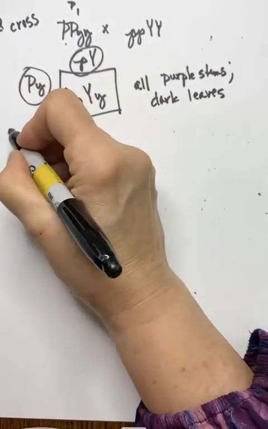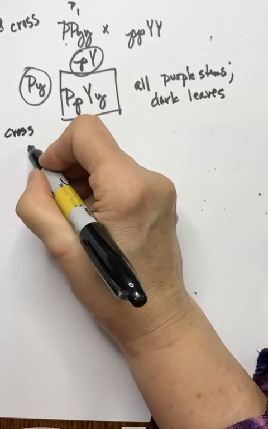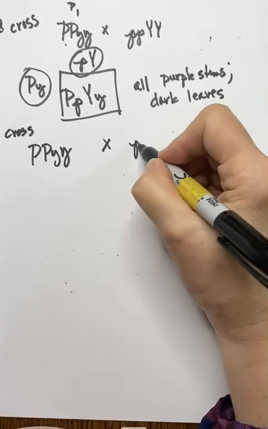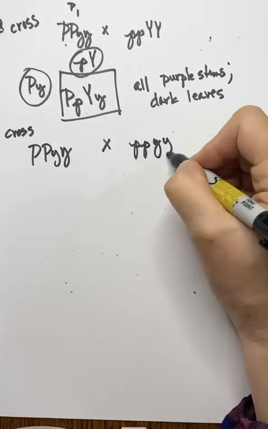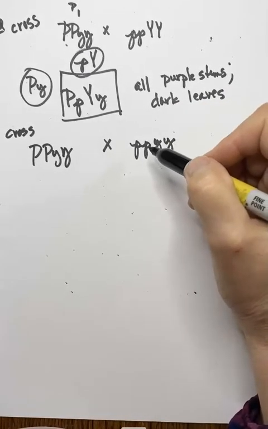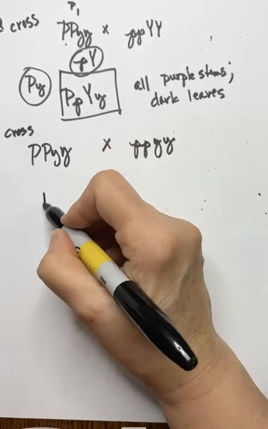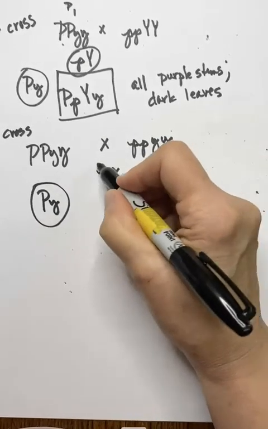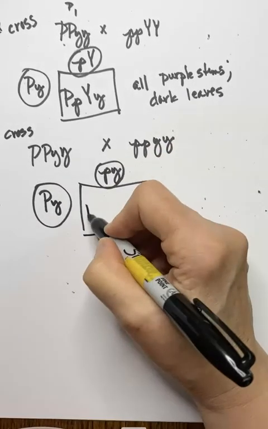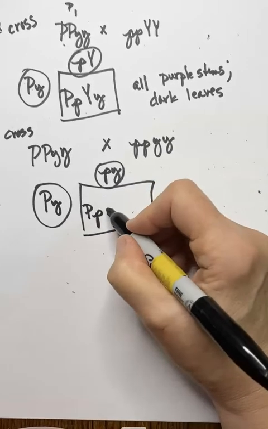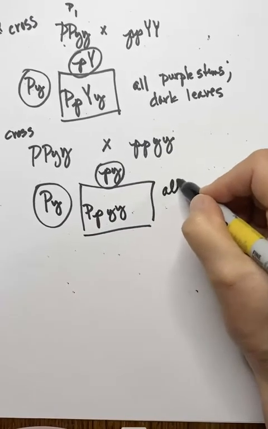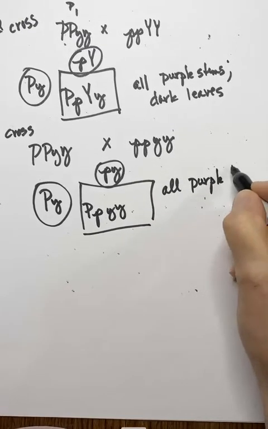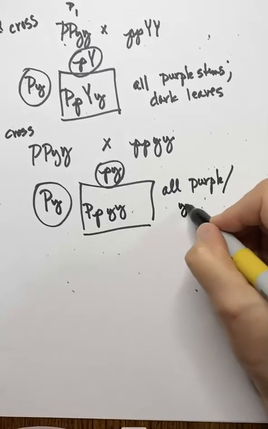Fourth possibility. There's our parent one. Now we're trying to figure out parent two. All right, here we go. Here's the last possibility. Parent two could be little p, little y, little y. So we've got capital P, little y right here, and this parent can only donate little p's and little y's. So what do we got? Put all the p's together, capital P, little y, little y. So now what do we have? All the offspring are going to have purple stems and yellow-green leaves.